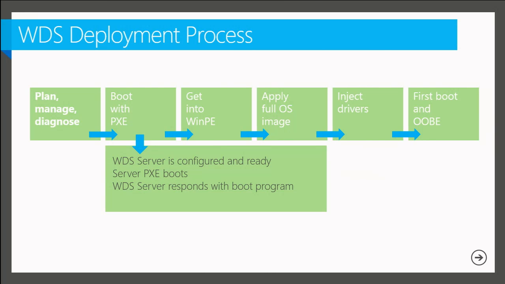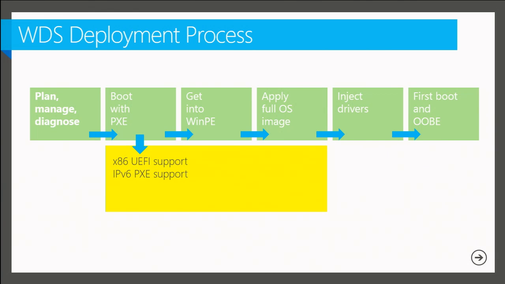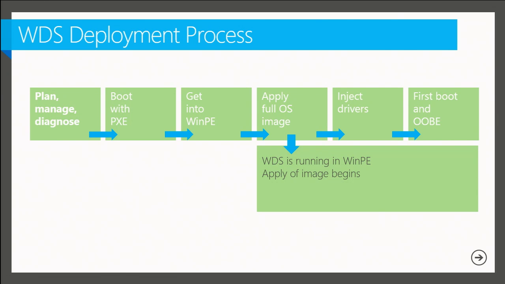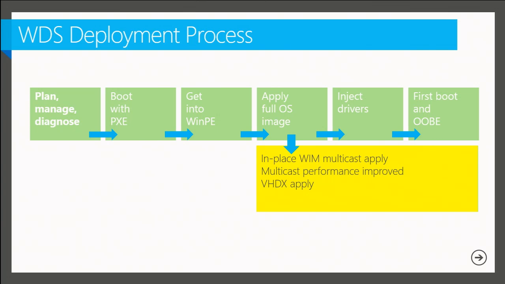And it's going to deploy and respond with boot programs. It supports IPv6, and it also supports UEFI, so that is a nice improvement. In WinPE we have variable-size transmission windows, so we have a way to talk to the Windows PE PXE and have it customized through that. We apply the full operating system image in place, WIM, with multicast apply. We also have VHDX support, so you can use VHDX as an image base and have that deployed.